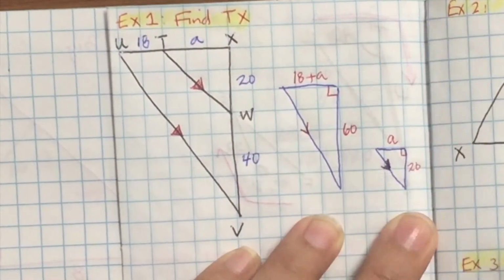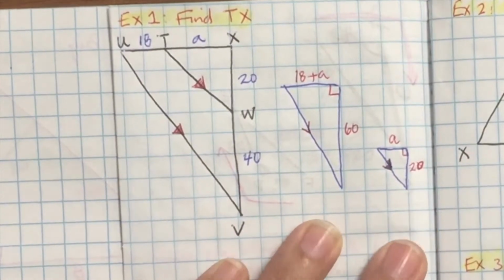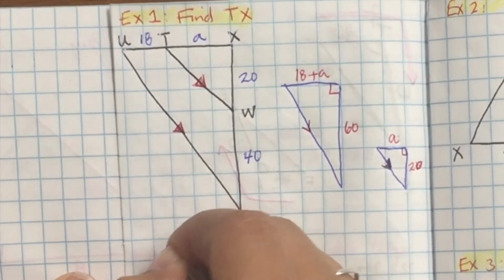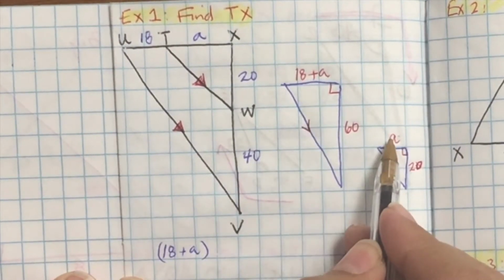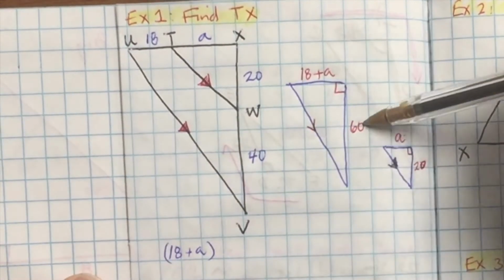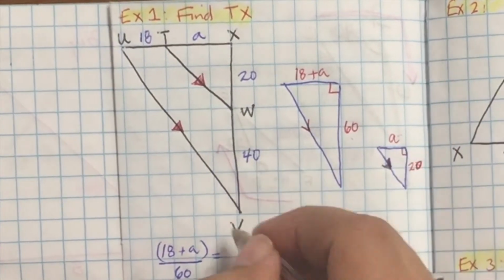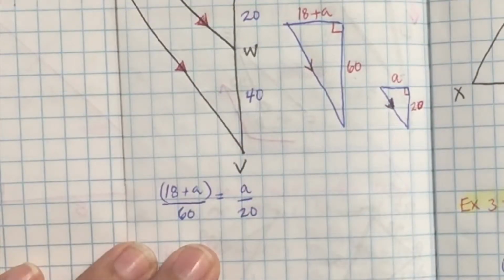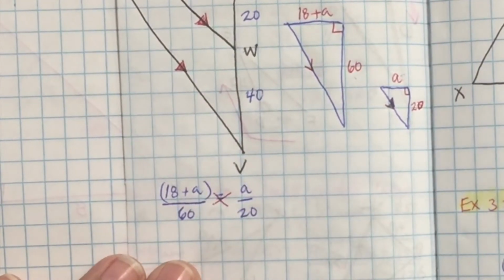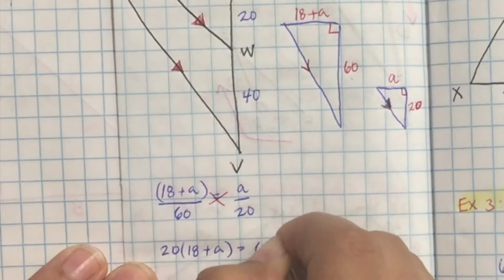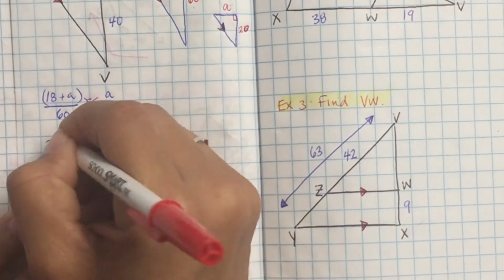Right, we set it up. So let's do, I guess we can go side to side. So 18 plus A goes with A, and then 60 goes with 20. Cross multiply and divide. So you're going to get 20 times the 4 in parentheses. That's very important that you put in parentheses. Equals 68.